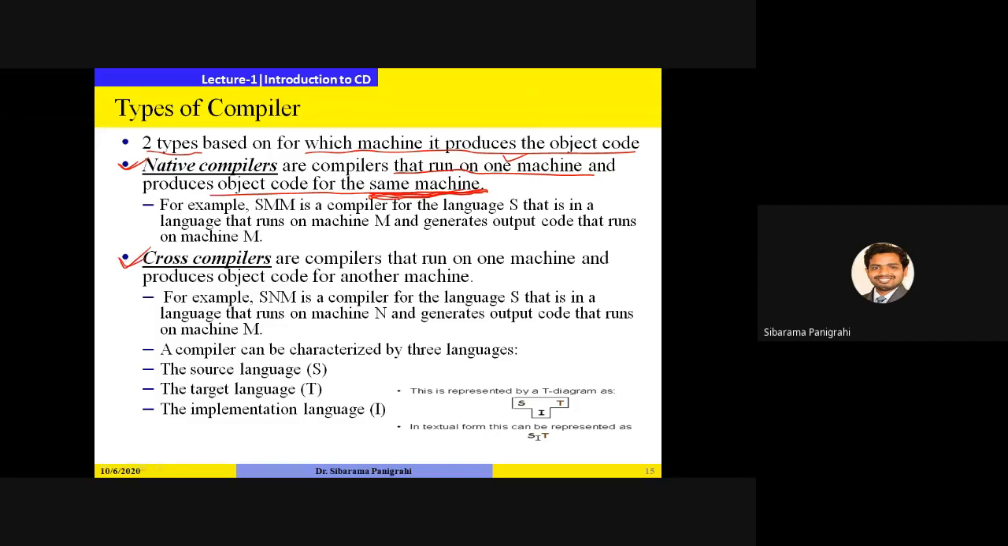Whereas cross compilers, what do they mean? It is a compiler that runs on one machine and produces object code for another machine. Suppose the compiler runs in a Linux environment, but it produces object code for a Windows environment. In that case, that compiler is called a cross compiler.